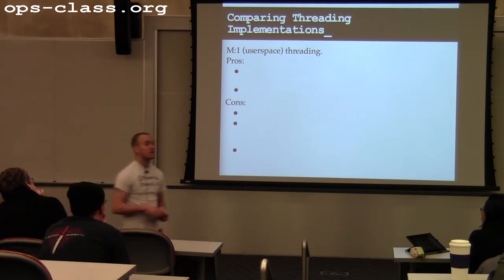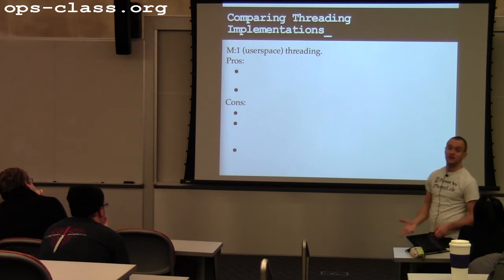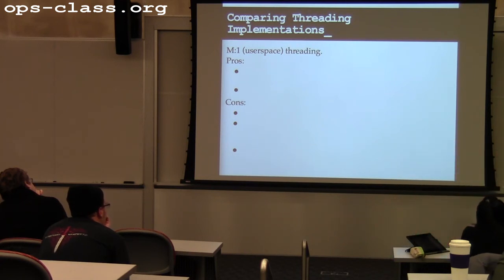Okay, that's a great point, right? So I have more control over scheduling, potentially, because I know more about the threads that are running, and I might have a specific scheduling policy I want to implement. That's a good one. I don't think that's even up on the slide, but that's a good point. What else though? What can I avoid when I switch between threads? What do I not have to do?